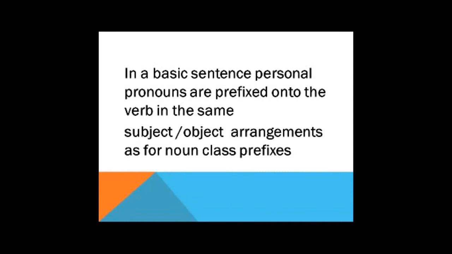Now, in a basic sentence, personal pronouns are prefixed onto the verb in the same subject-object arrangements as for noun class prefixes. Now there is a variation of this when we start to get to sentences where there is an indirect object, but we'll get to that in a moment.